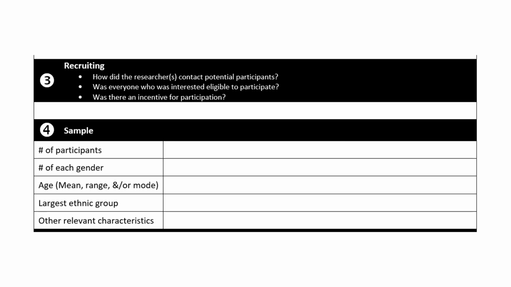The third section is labeled Recruiting. This is where we'll include information about what the researchers did to obtain the participants for the study, including how they contacted potential participants, as well as any criteria people have had to meet to be included, and any incentives offered for participation. One way to think about it is that we're asking, how did potential participants find out about the study? And then, could everyone who was interested participate? And did they receive any benefit for participation?